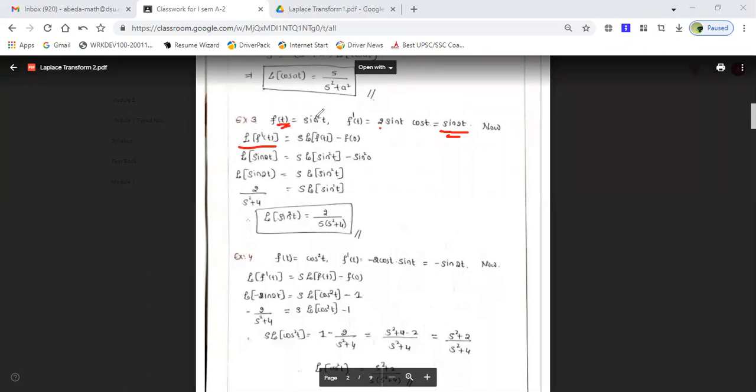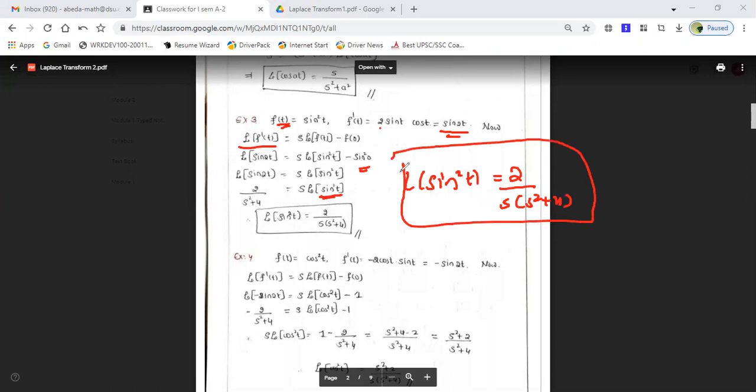So f at the point of 0 is sin 0. Sin 0 is 0. So I will be getting here the Laplace transform of sin 2t is equal to s into L of sin square t. But I know the Laplace transform of sin 2t. It is 2 upon s square plus 4. So therefore, the Laplace transform of sin square t is equal to 2 upon s into s square plus 4. This is the answer. Okay.